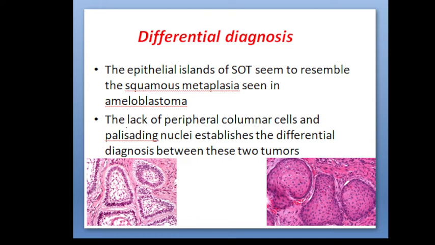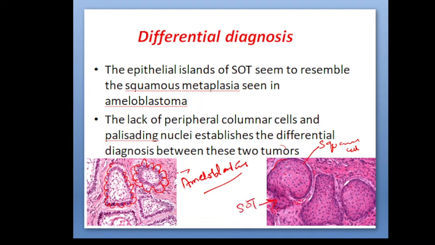What is the differential diagnosis? Histopathologically, they resemble ameloblastomas, but we can differentiate these because in ameloblastomas there are tall columnar cells bordering the island, and these have reversely polarized nuclei. But here the island is exclusively made of squamous cells. The lack of peripheral columnar cells and palisading nuclei establishes the differential diagnosis between the two tumors.